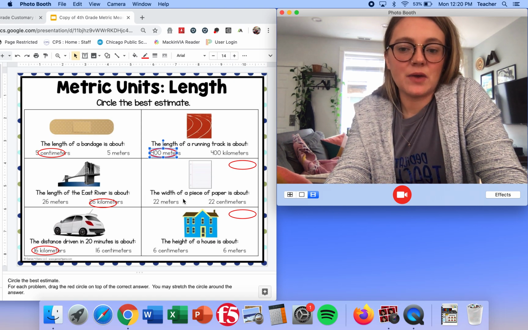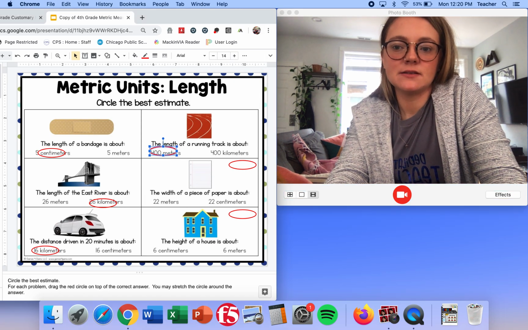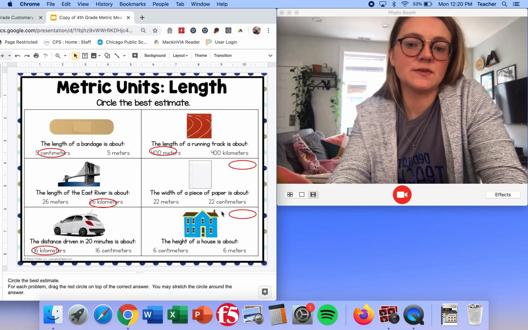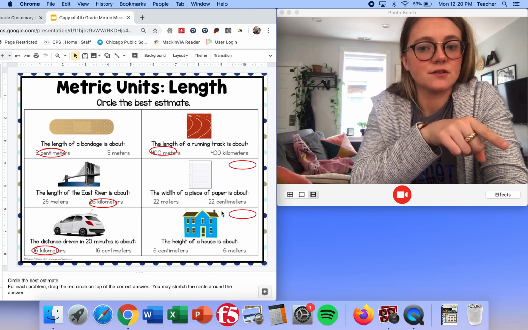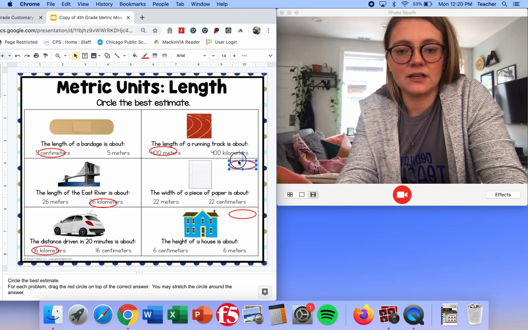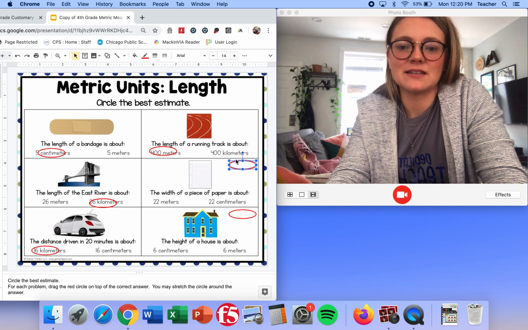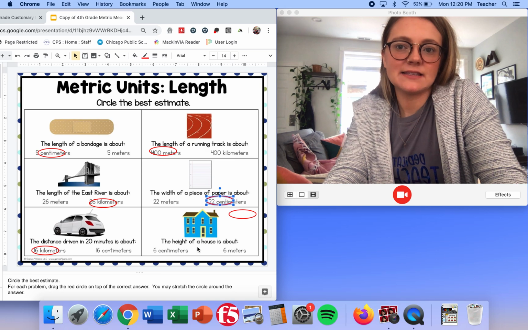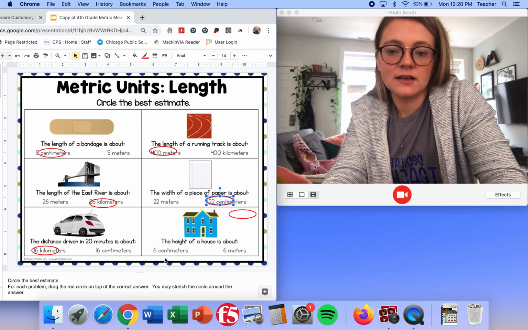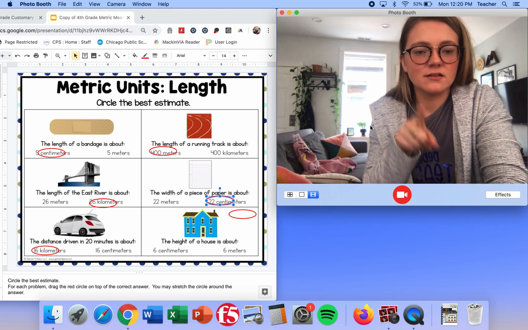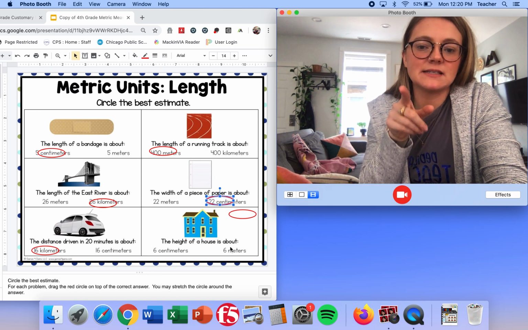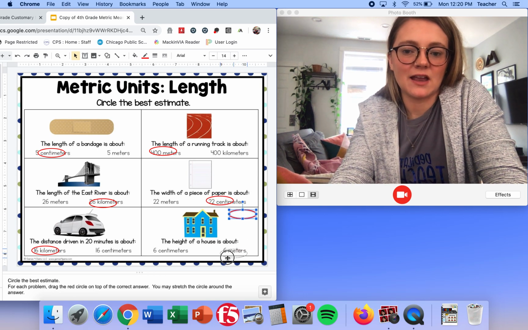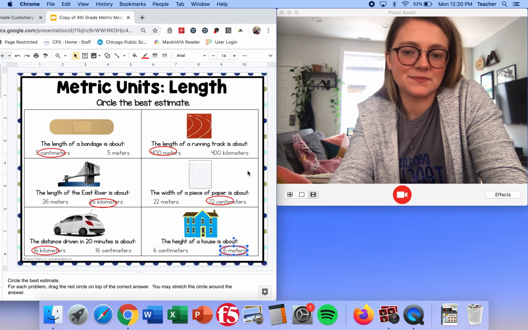The width of a piece of paper, 22 meters. So is the paper going to be 22 doors stacked up or 22 centimeters, 22 of my little fingers? A piece of paper would definitely, it's not the length of 22 doors, it's definitely the length of my fingers. And then lastly, the height of a house. Is it 6 centimeters, so 6 of my little fingers, or 6 meters, like 6 doors? And I'm going to go with 6 meters.